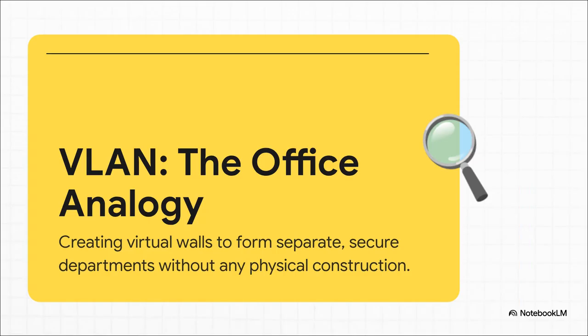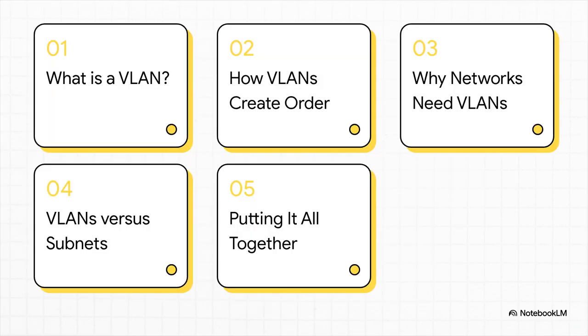Okay, so to really get this, let's start with a simple analogy. Picture a huge open-plan office. Total chaos, right? Every conversation, every announcement over the loudspeaker, everyone hears everything. Now, a VLAN is like putting up invisible, soundproof walls to create separate departments. You've got sales over here, engineering over there. They're all still in the same building, using the same electricity, but the conversations inside each department, totally private and isolated from everyone else.